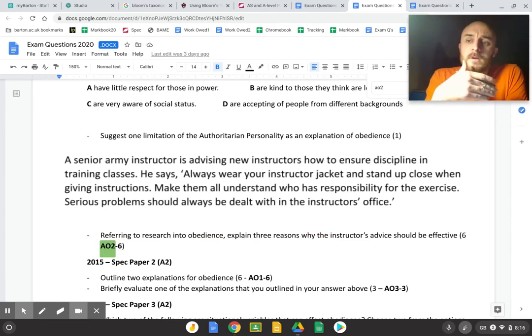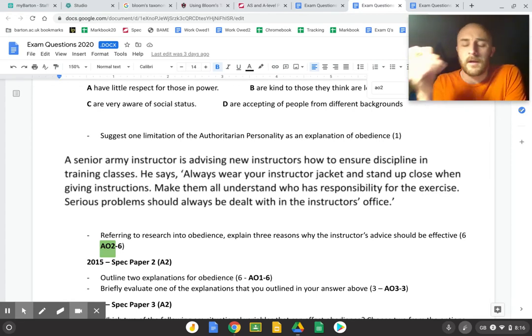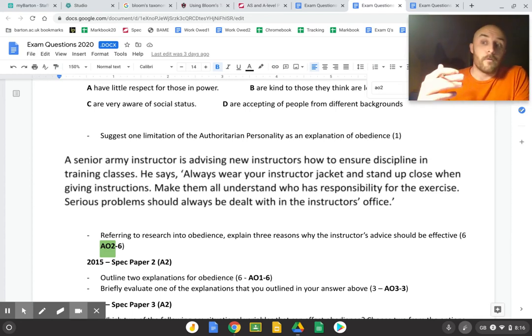So let me give you an example of what I mean about going beyond the stem. Explain 3 reasons why the instructor's advice should be effective. You should direct quote here. So, for example, one thing you might want to say is, according to Milgram's research, uniform is very, very important. Milgram said it gives people an authoritative feeling. And then you have to say, for example, in the stem, the instructor was told that he should, quote, always wear your instructor jacket, close quote.